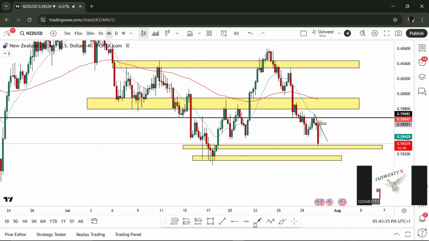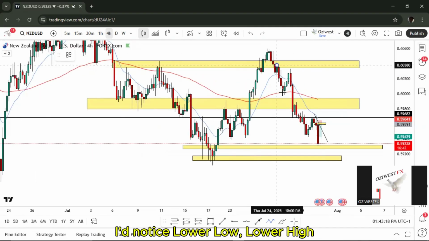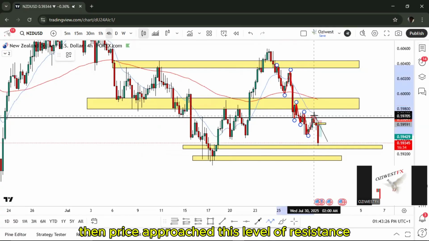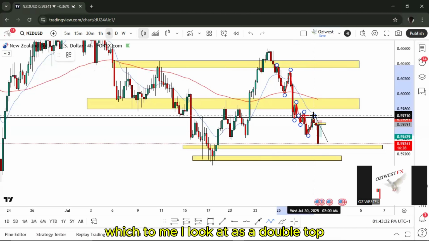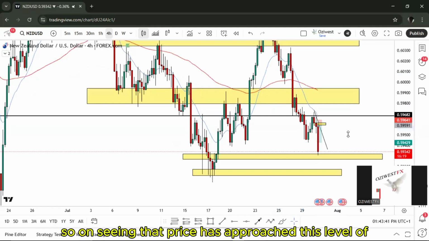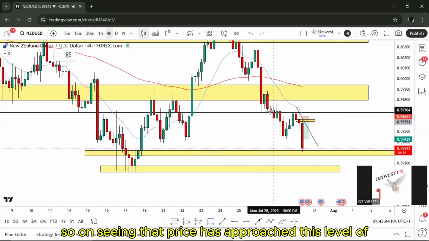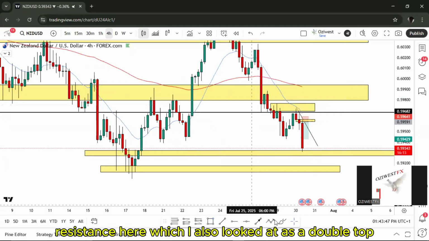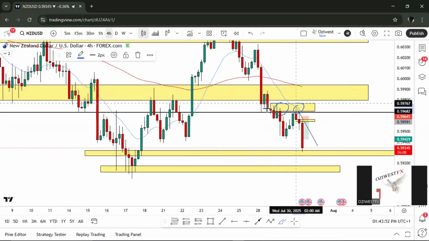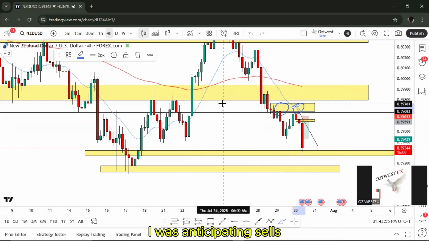So here I had noticed lower low, lower high, lower low, lower high, lower low, lower high, lower low. Then price approached this level of resistance, which to me I look at as a double top, and I was anticipating sales at this point here. So on seeing that price has approached this level of resistance here, which I also look at as a double top, I was anticipating sales.